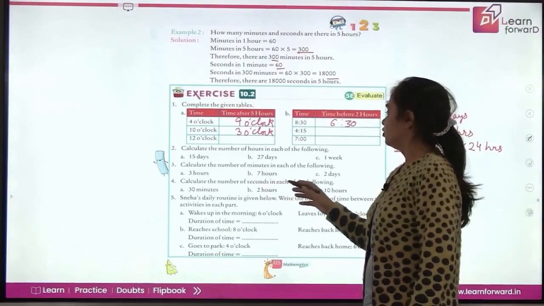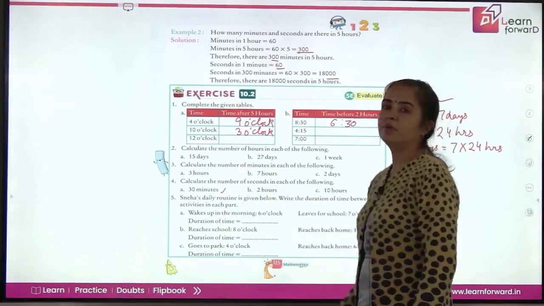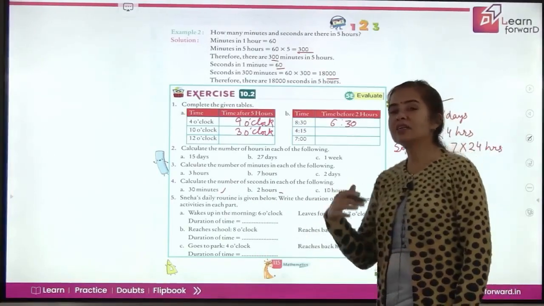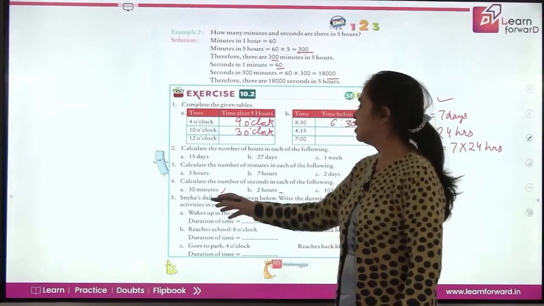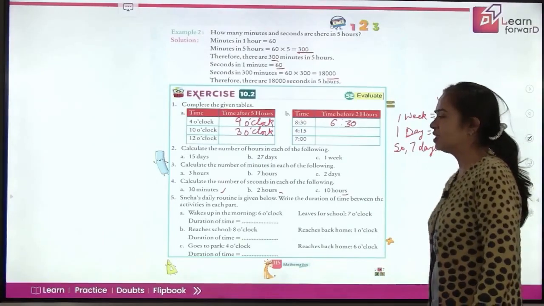Calculate the number of seconds in each of the following. So here it is directly for minutes, but here you have been given hours. Same, hours into minutes and minutes into seconds. That's perfect. Sneha's daily routine is given below. Write the duration of time between the activities in each part.